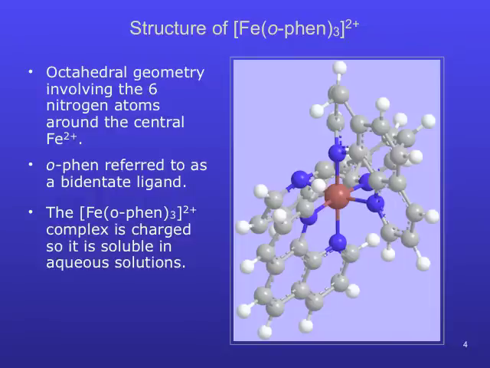Here is the structure of the tris-orthophenanthroline iron 2 complex, showing the arrangement of the 3 orthophenanthroline ligands around the central iron ion. Since there are 2 nitrogen atoms that form dative bonds with iron, orthophenanthroline is called a bidentate ligand. The ferroin complex has a +2 charge, so it is soluble in aqueous solution. In this experiment, the counterion is sulfate.